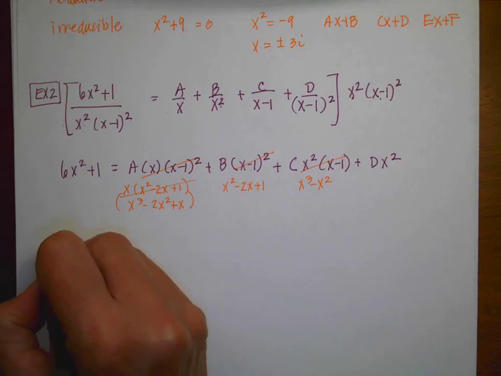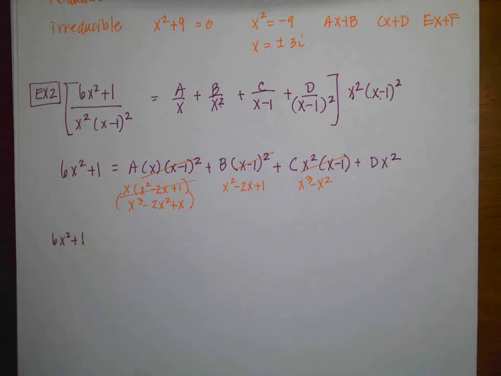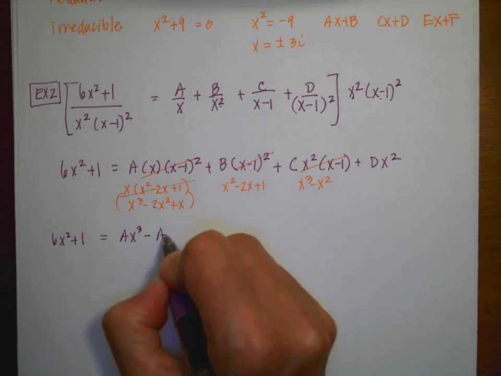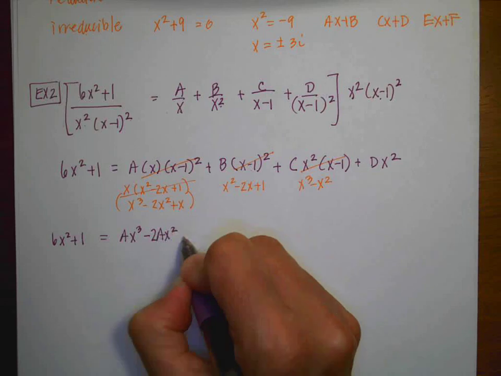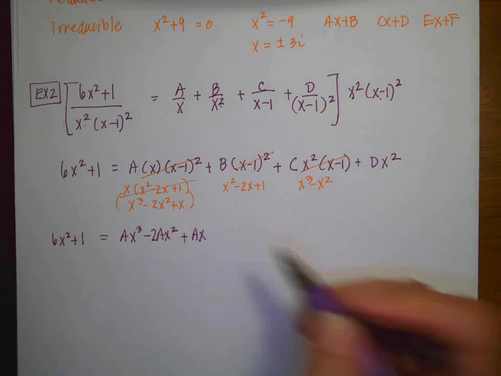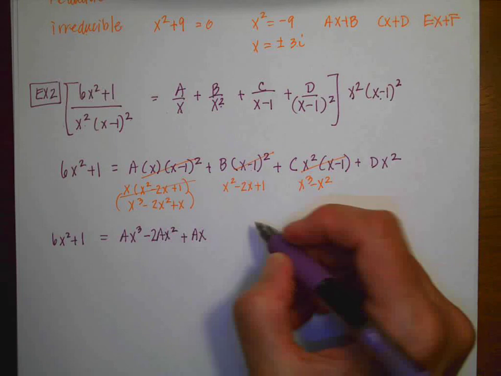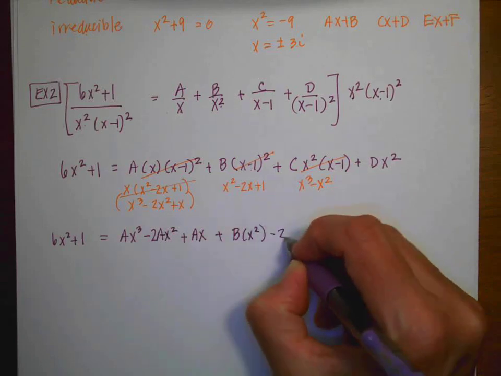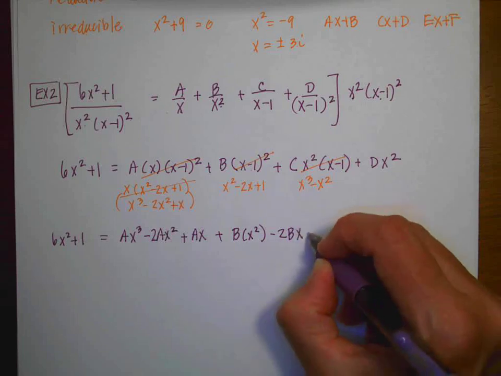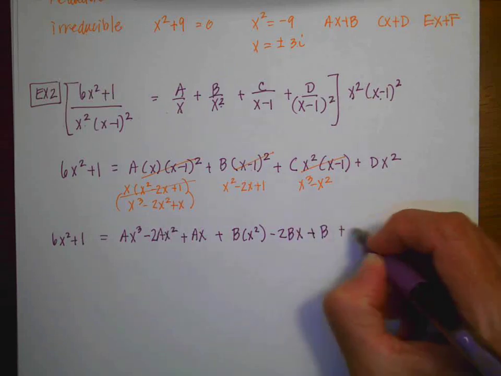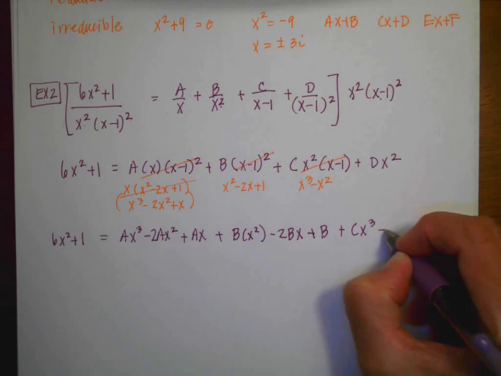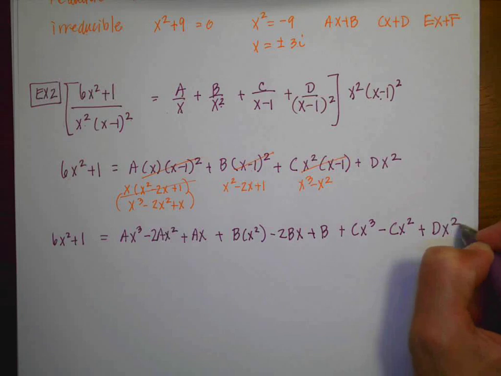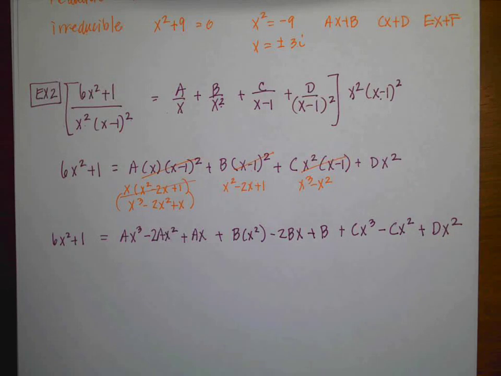So now I'm going to rewrite it. So I'm going to have 6x squared plus 1. I'm going to leave that one there. The a is going to get multiplied by the x cubed minus an a times x squared plus an a times an x. Okay, and I'm just looking to make sure I don't screw up. And then I have a bx squared minus 2bx plus b plus cx cubed minus cx squared plus dx squared.